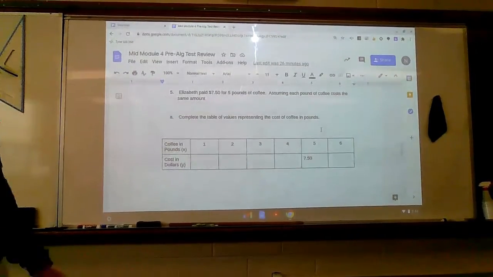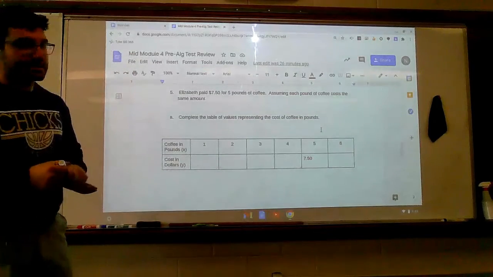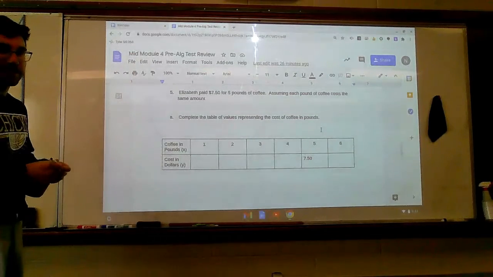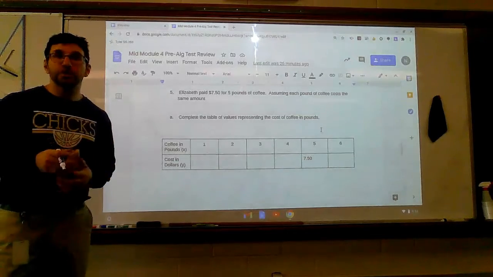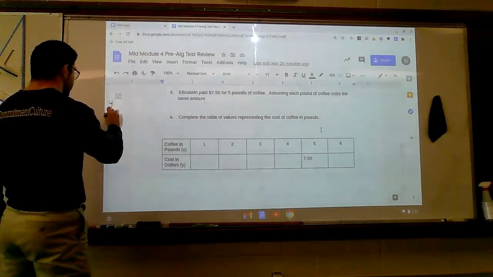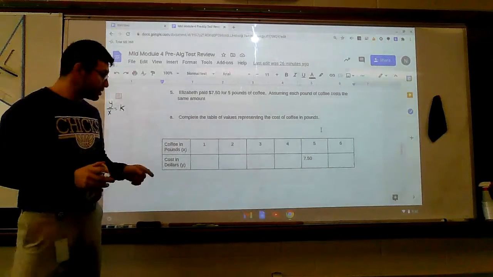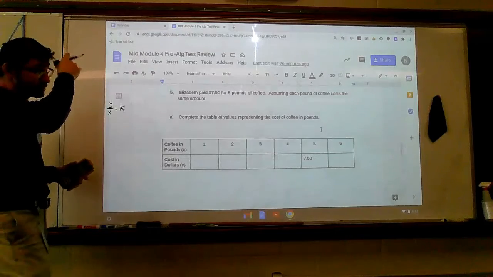Okay, Elizabeth paid $7.50 for 5 pounds of coffee. Assuming each pound of coffee costs the same amount, complete the table of values representing the cost of coffee in pounds. So one of the first lessons that I taught my kids was saying, okay, let's go back to 7th grade. We found a constant. Our constant back in 7th grade was y divided by x equals k, because it's a proportional relationship. That's what this is. So we are doing y divided by x to get us our constant.